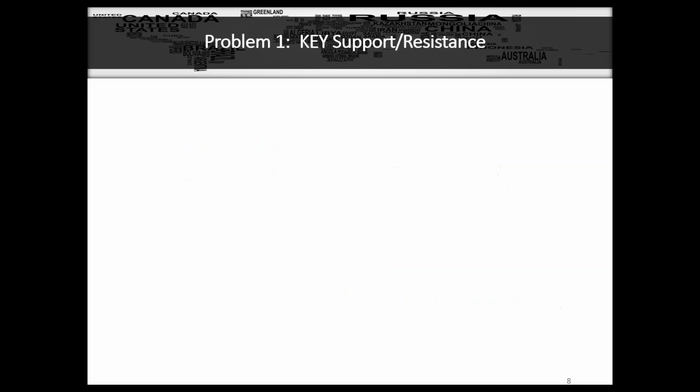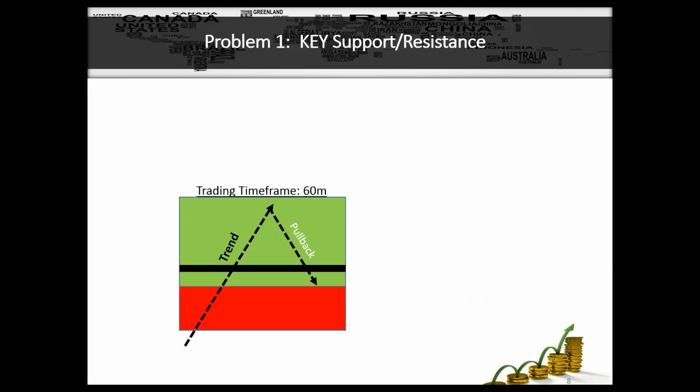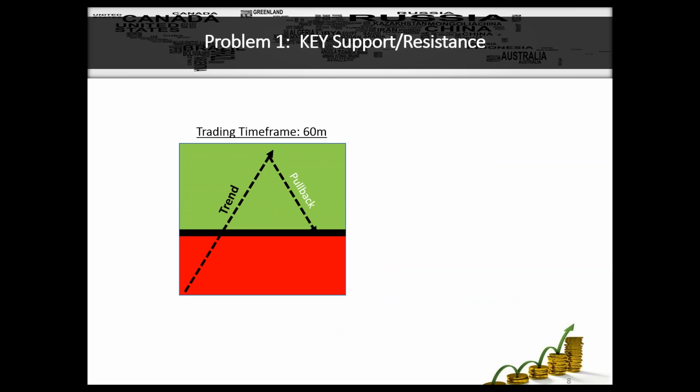Okay? So now, when you're looking for key support resistances, what are the problems you guys face? And when I say you guys, it was me too when I was a retail trader. I went down the same path as you guys did, because remember, I was a retail trader before I turned institutional. Let's assume for right now, for example purposes, that you're a 60-minute trader. So you're trading 60 minutes.